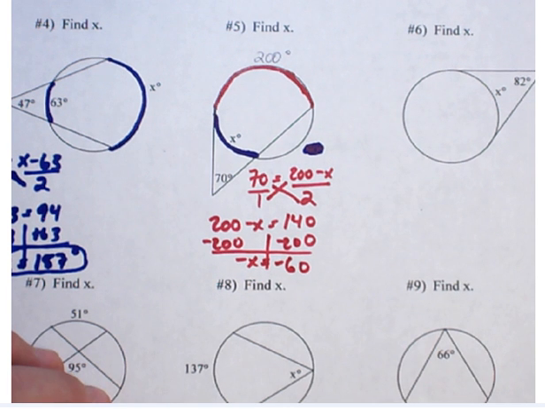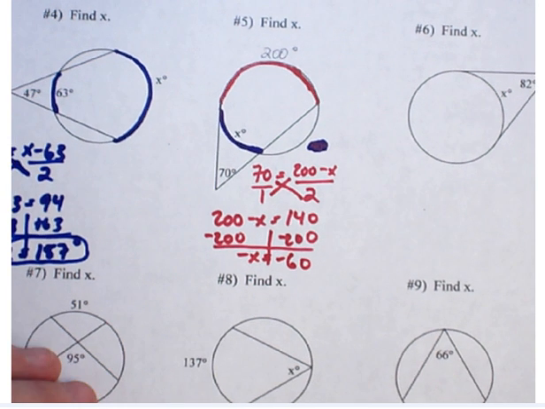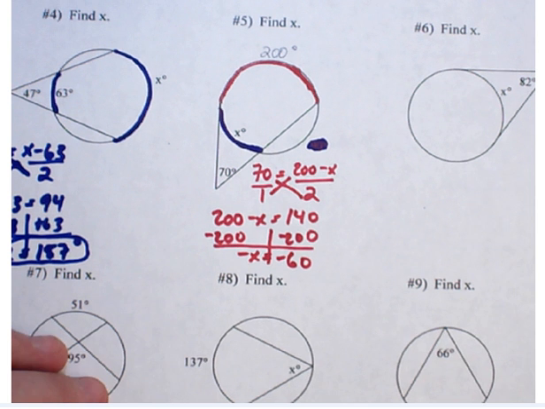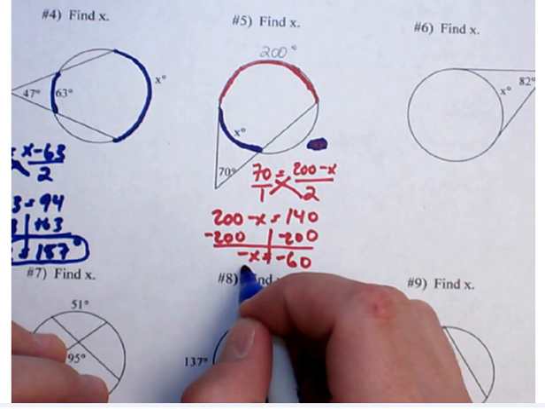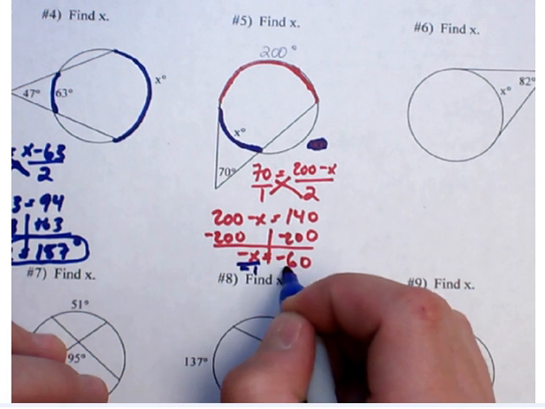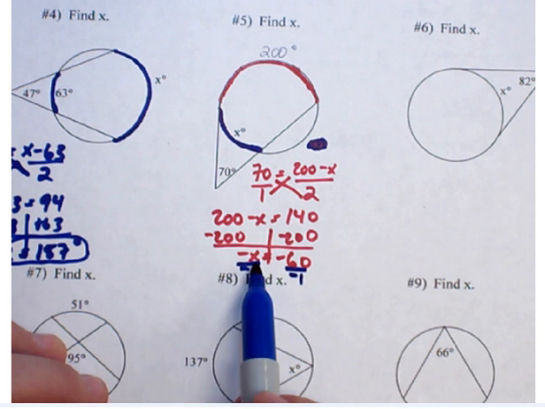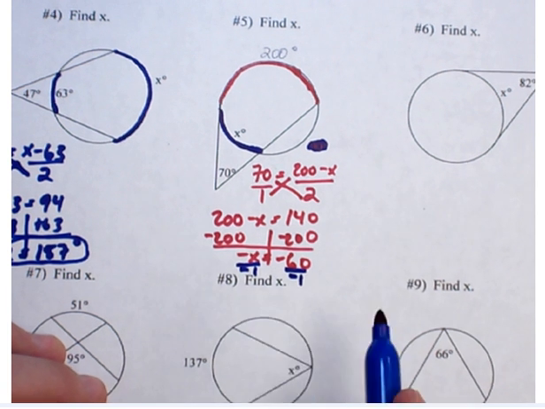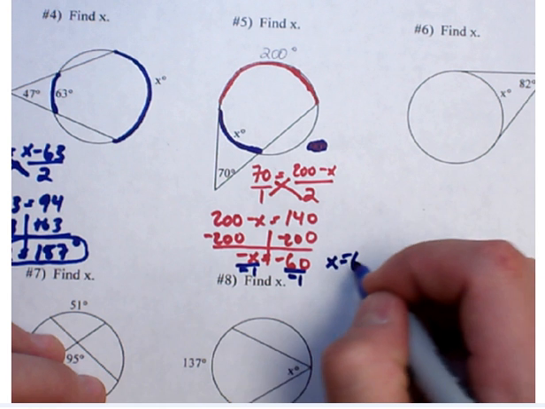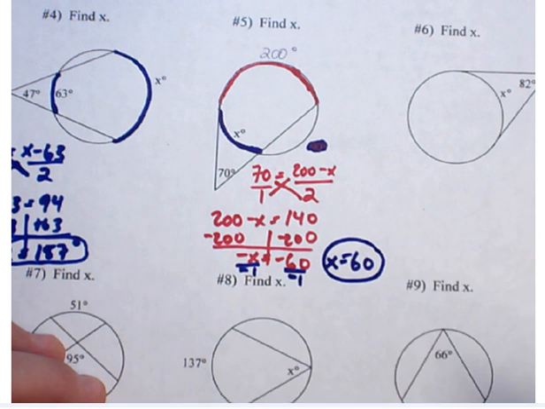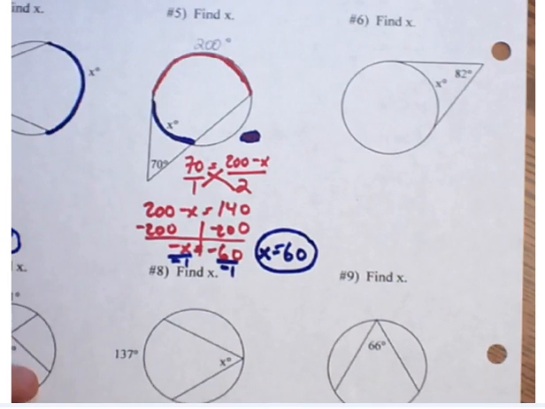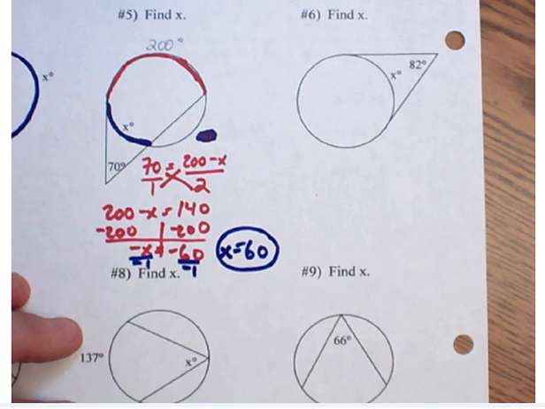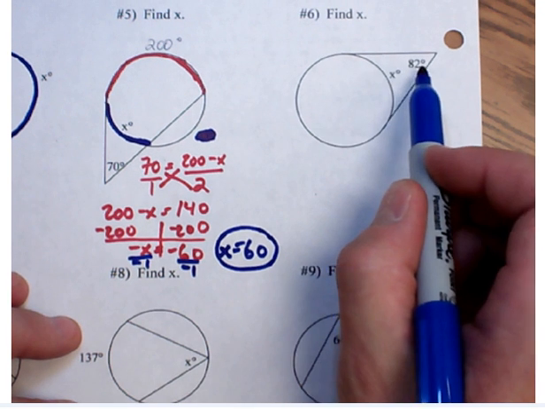Now normally if you get a negative answer, that doesn't make sense. But in this case, this is a negative 1x. We have to divide by negative 1. So that'll give us x equals positive 60. X equals 60. That is the solution. Number 6. Now 82 degrees is the angle measure.